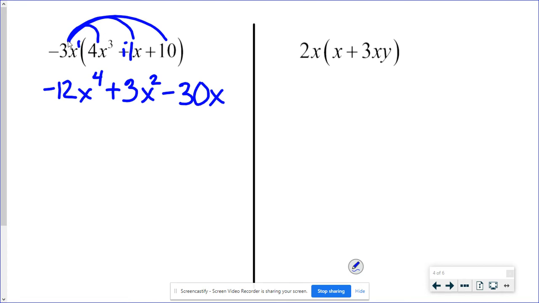This time I've got x's and y's in one of the terms, which isn't a big deal after what we've done with all of our exponent unit. So 2x times x will be 2x squared. 2x times 3xy. Now, if I didn't have the y on there, I would just get 6x squared. That would match with what I have. However, when I do multiply that, I do have a y there, which means they don't match. If the variables don't match entirely, exactly the same, they don't match and you're done.